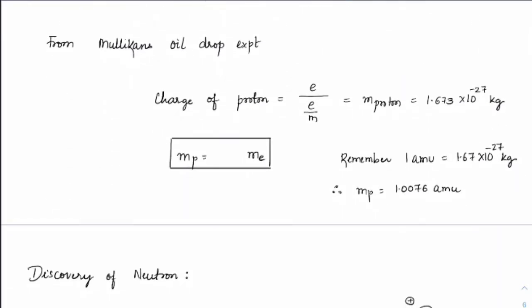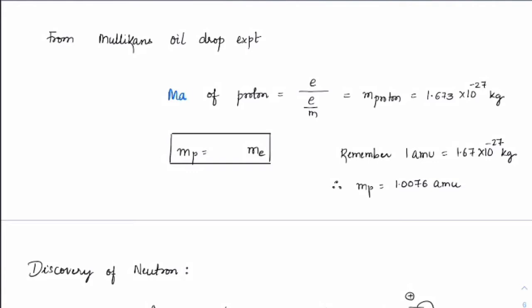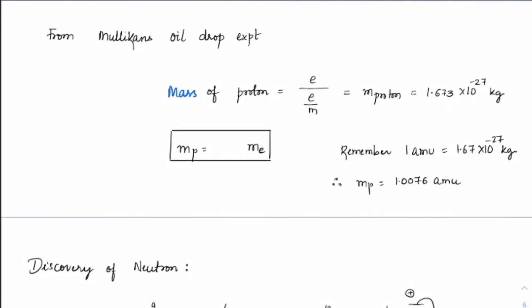Using the same Millikan's oil drop experiment, this time again we can calculate the charge of the proton, sorry, the mass of the proton, and that comes out to be 1.673 into 10 raised to power of minus 27 kgs. If you compare the mass of the proton and the electron, the proton is 1837 times the mass of the electron.